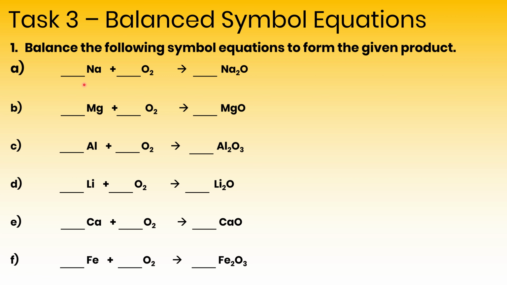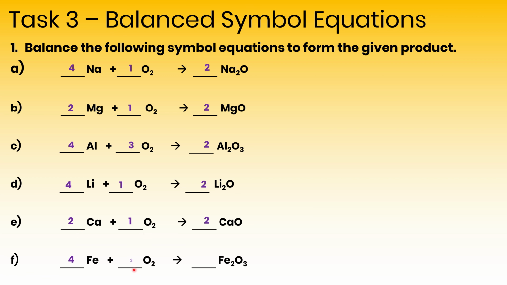The first equation should have balanced as follows. 4 sodiums with every 1 oxygen forms 2 sodium oxides. 2 magnesiums for 1 oxygen forms 2 magnesium oxides. 4 aluminiums for 3 oxygens forms 2 aluminium oxides. 4 lithiums for every 1 oxygen forms 2 lithium oxides. 2 calciums for 1 oxygen form 2 calcium oxides.